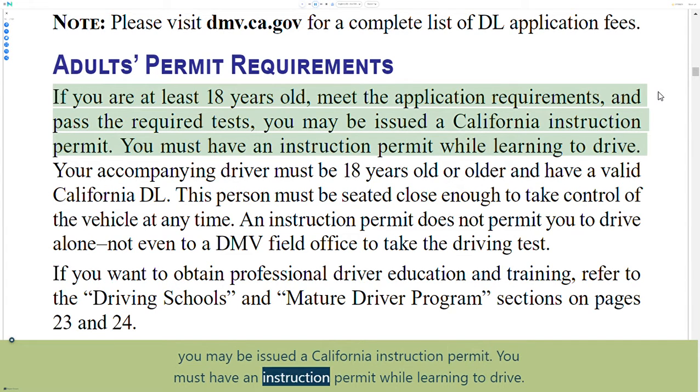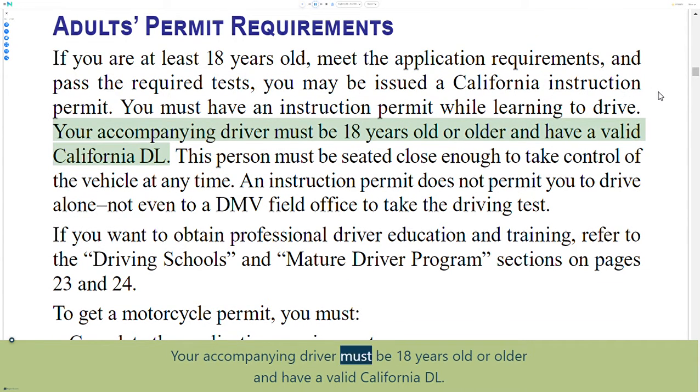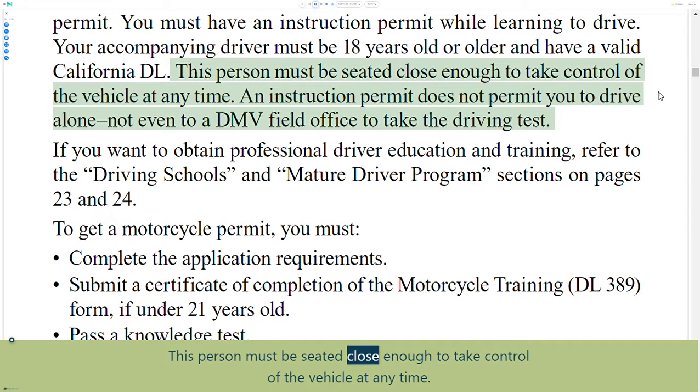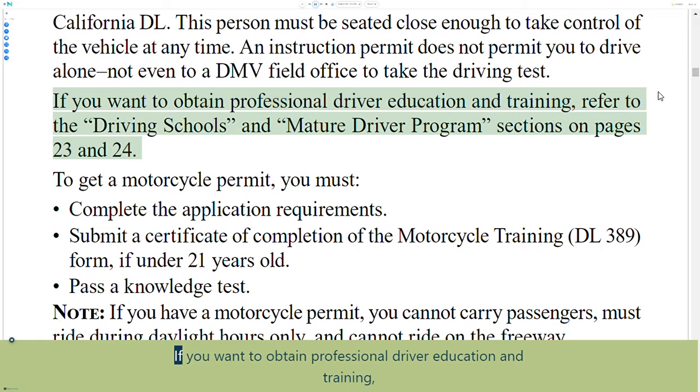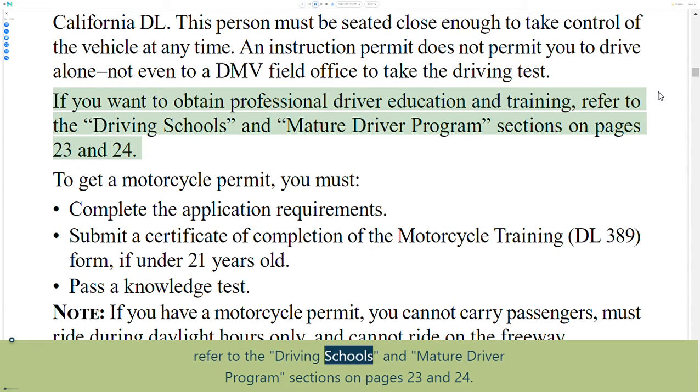You must have an instruction permit while learning to drive. Your accompanying driver must be 18 years old or older, and have a valid California DL. This person must be seated close enough to take control of the vehicle at any time. An instruction permit does not permit you to drive alone, not even to a DMV field office to take the driving test. If you want to obtain professional driver education and training, refer to the driving schools and mature driver program sections on pages 23 and 24.